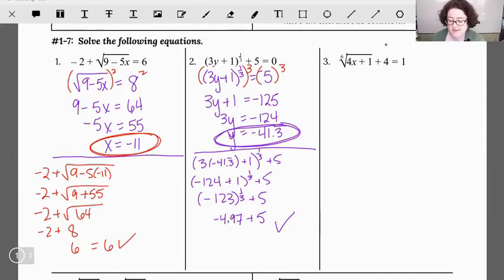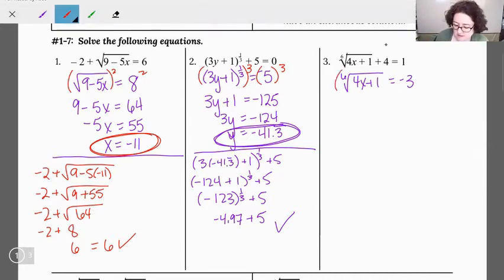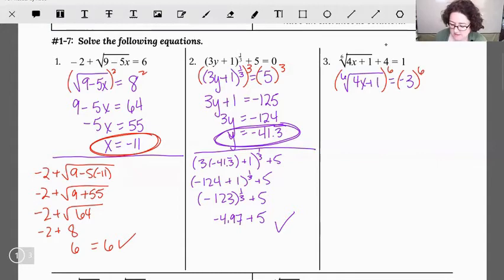So first thing is isolate that radical. So we need to subtract the 4 from both sides. So 6th root of 4x plus 1 equals negative 3. Wait a second. I told you that an even root is not going to work, but I don't want you to just believe me. So let's go through and see what happens when we check our answer on this. So 6th root means I have to raise both sides to the 6th power. Okay, and so that cancels out my 6th root.